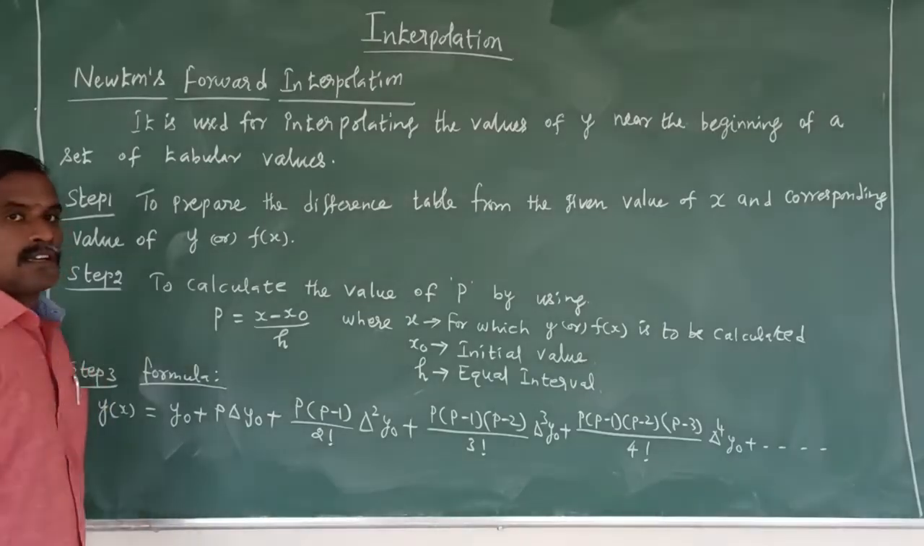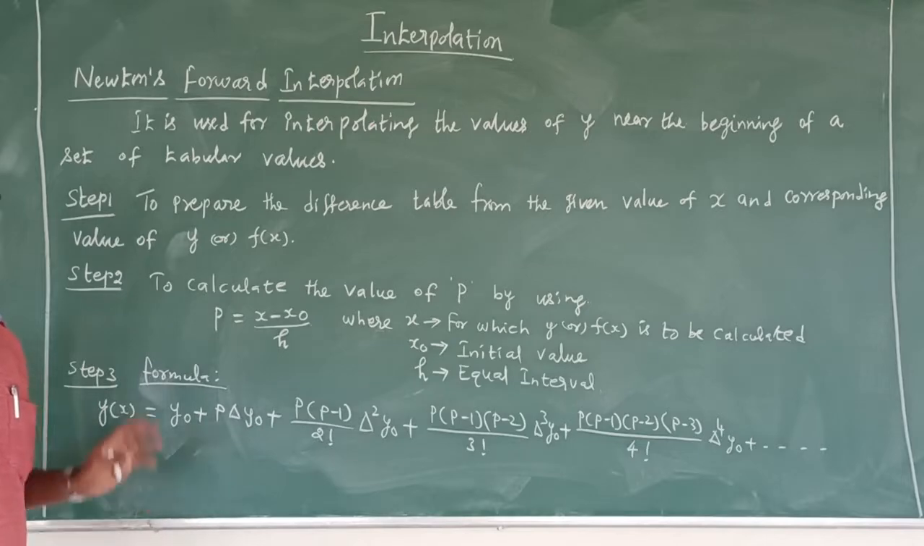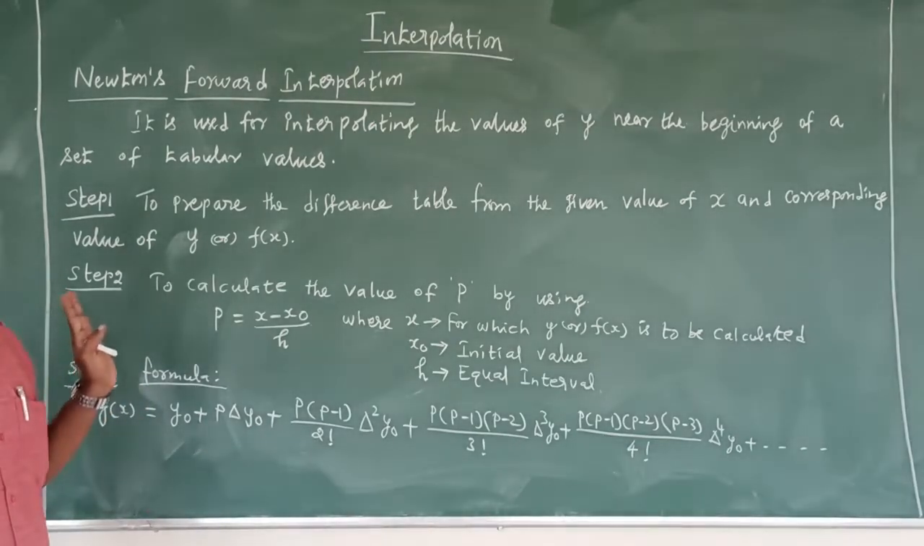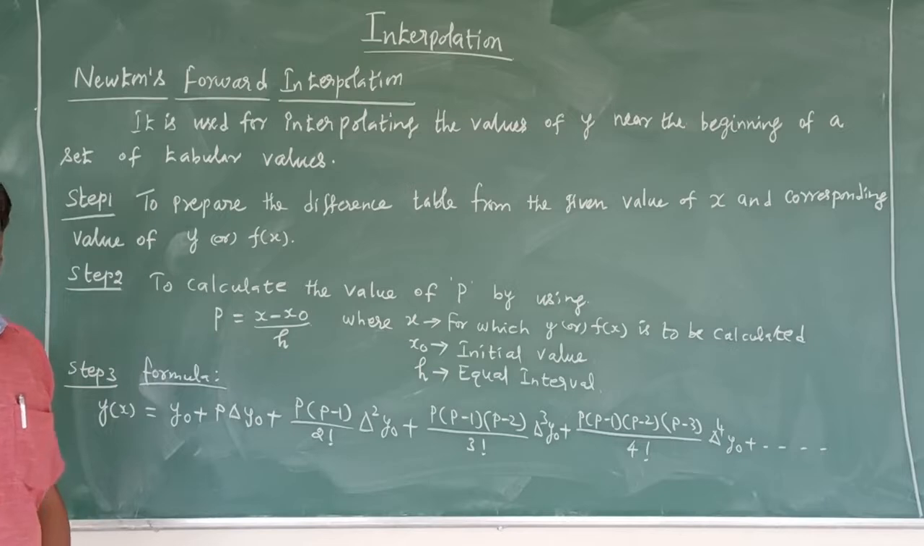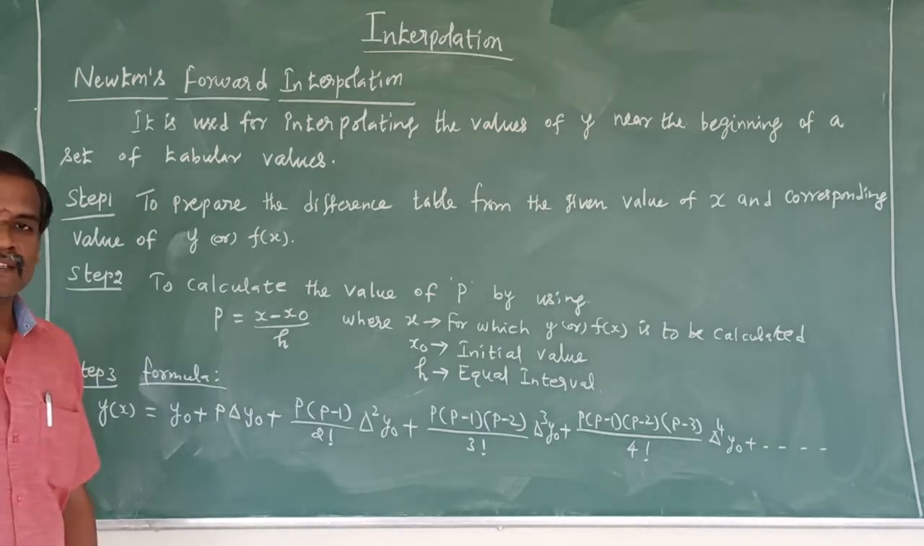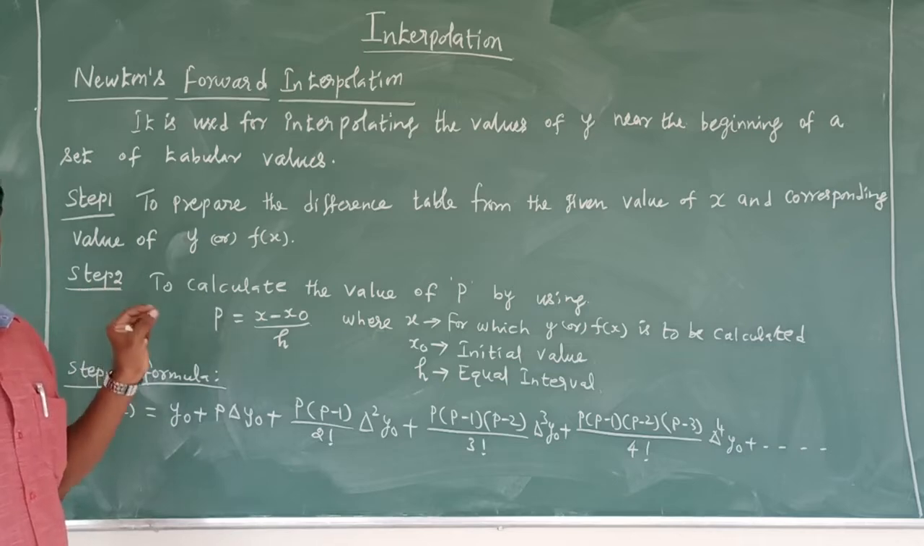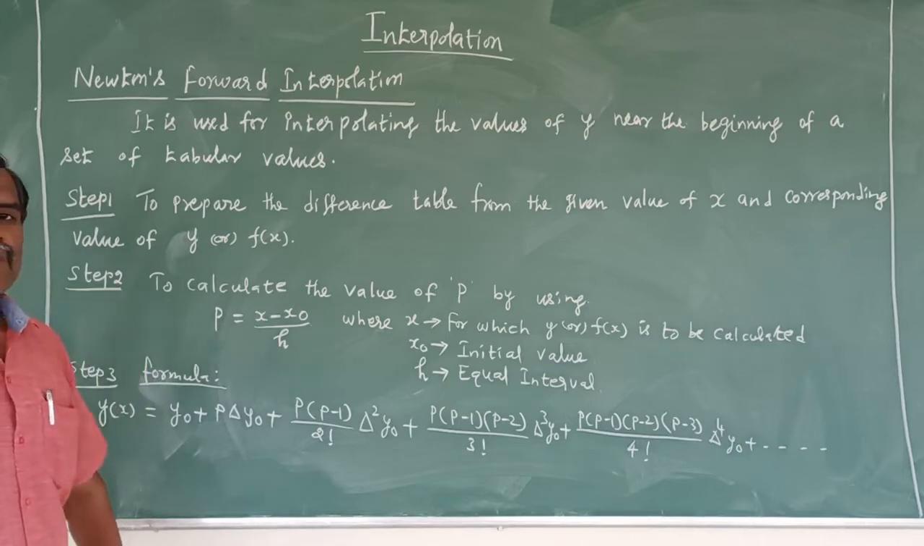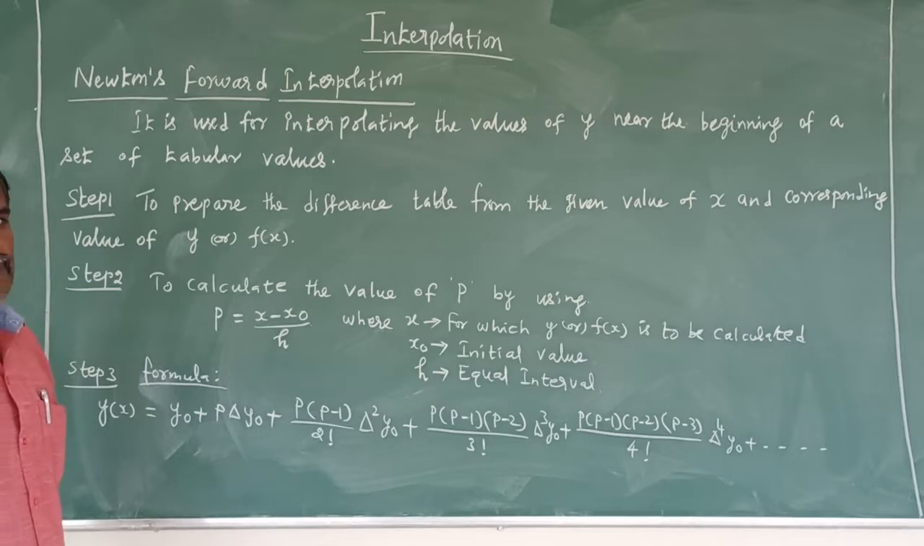We already discussed the definition of interpolation and the types of interpolation. Interpolation is nothing but finding the intermediate values. The types are for equal intervals and for unequal intervals. For equal intervals, there are two types: Newton's forward and Newton's backward method.